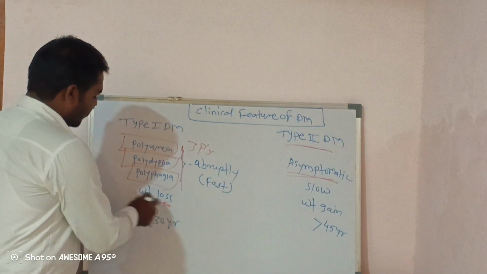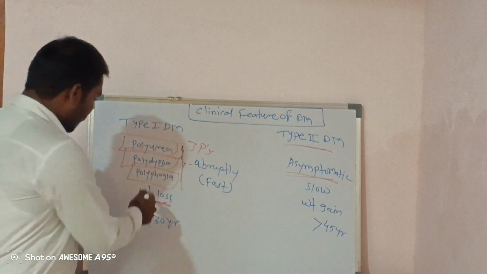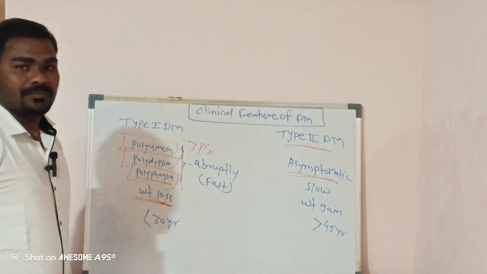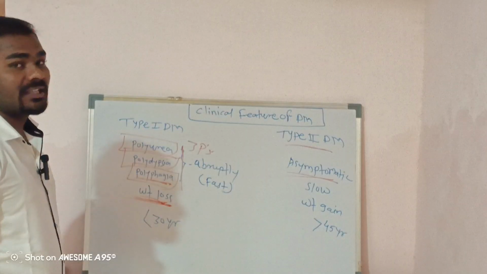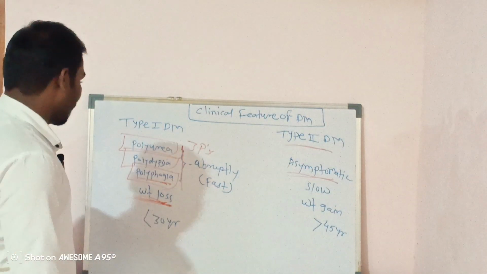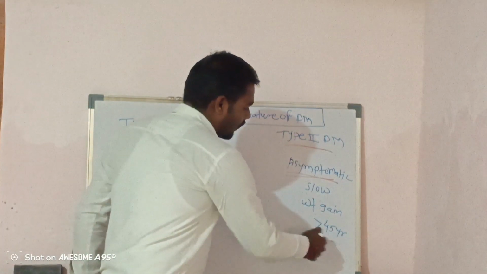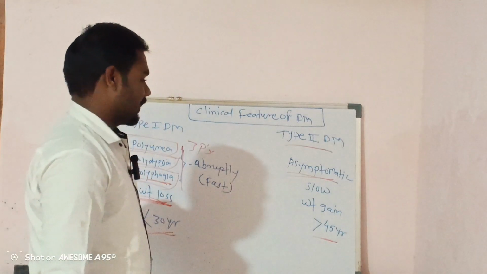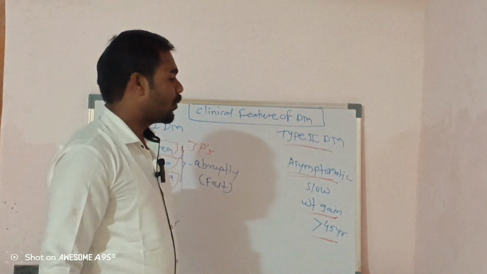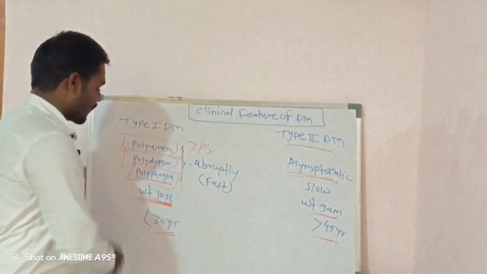Triple P with weight loss, that is polyuria, polydipsia, polyphagia, along with weight loss. There is polyphagia, that is increased eating, but still there is weight loss. It is a paradoxical condition, that is, an opposite condition, but present in type 1 diabetes mellitus. It occurs mostly below 30 years of age, and type 2 occurs at more than 45 years of age. Here weight gain occurs in type 2 diabetes mellitus, but in type 1 diabetes mellitus there is weight loss. You should remember this.